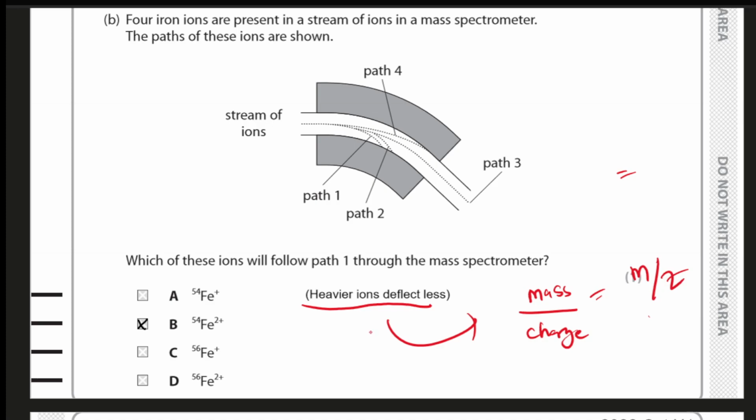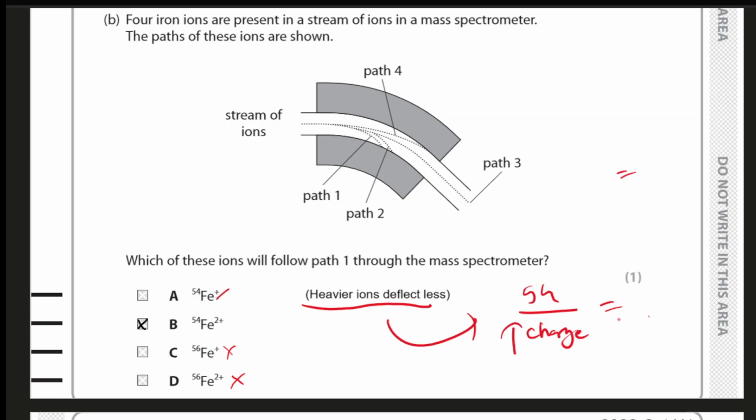Now, we all know that heavier ions deflect less, but we can see path 1 is deflecting the most compared to other paths. So, C and D will be out of our options. This leaves us A and B. Now we know the mass remains constant because obviously 54 is the lowest mass among all of the four options. So, if we make the mass constant, let's say 54, all we need to do is check out the charge. Now, if you check this one, there is +1 and there is 2+ charge.